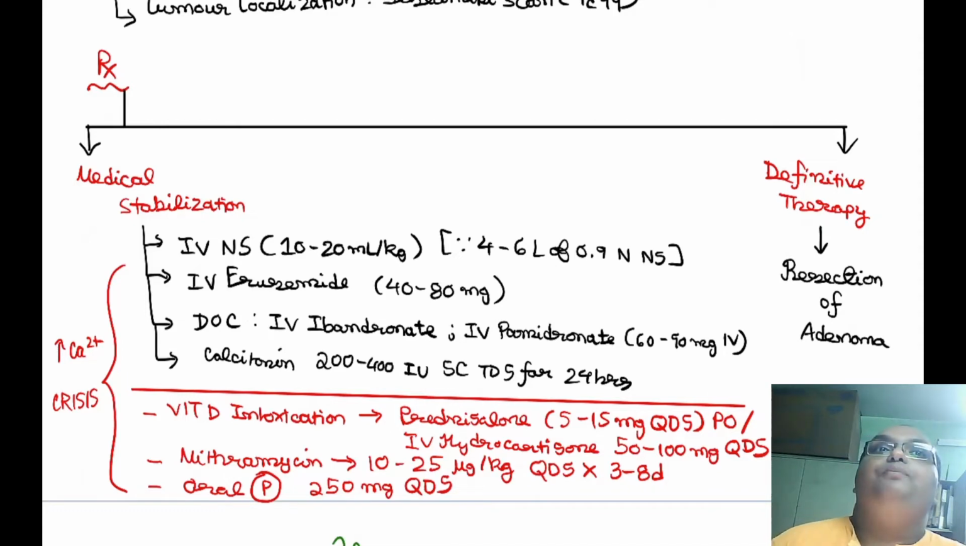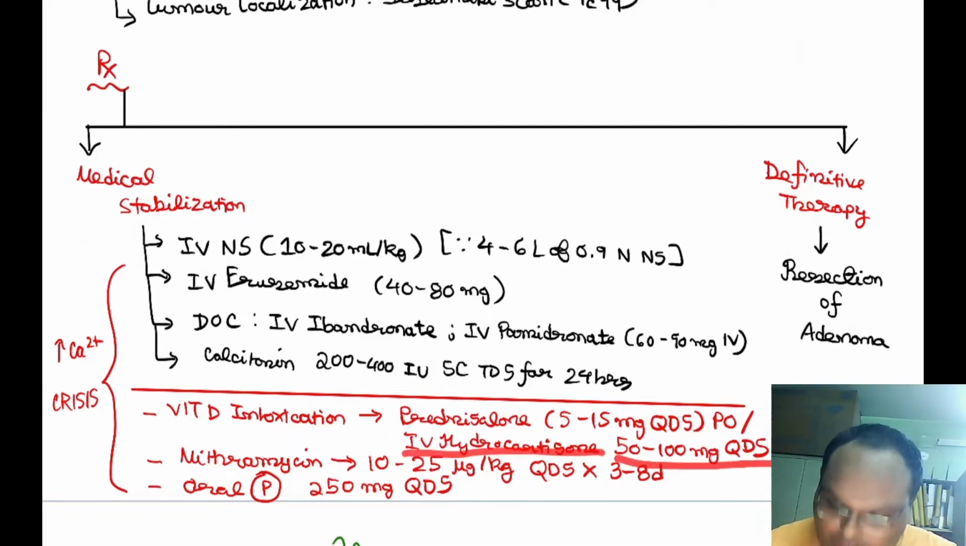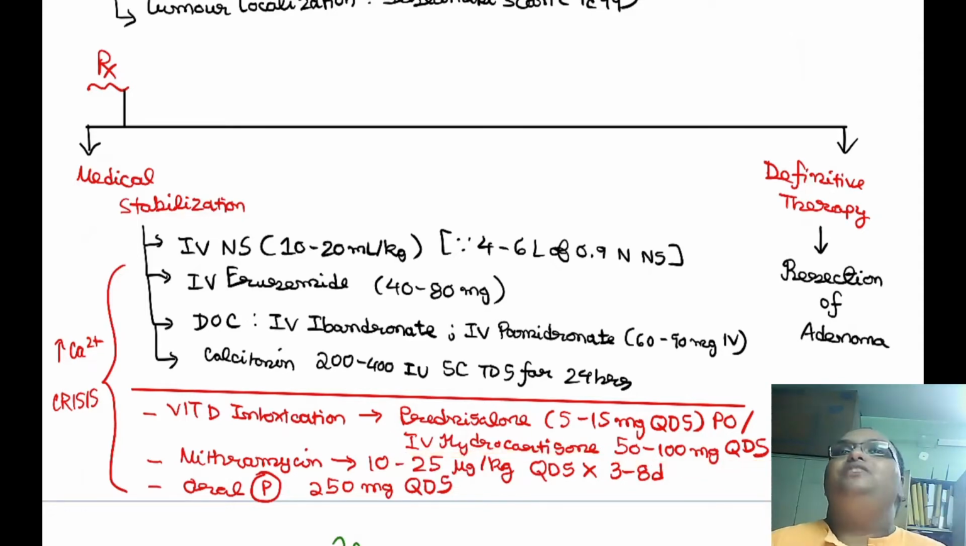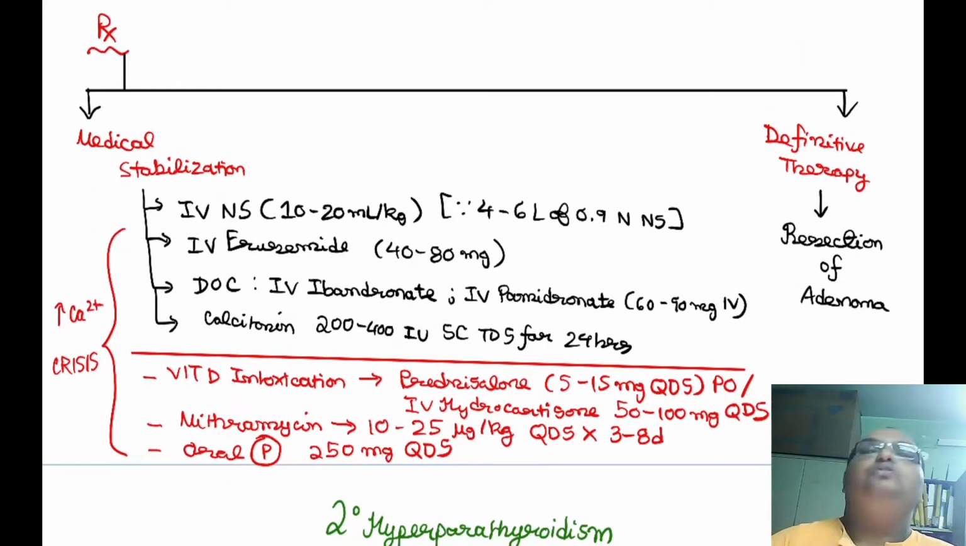Other things which could happen alongside this hypercalcemic crisis, entire syndromic management, how are we doing? There may be vitamin D intoxication. Already told you that in such a situation where parathyroid hormone is increasing, vitamin D may increase. So how do you physiologically antagonize hypercalcemia due to hypervitaminosis D? Yes, you give IV hydrocortisone 50 to 100 milligram 4 times a day, or prednisolone 5 to 15 milligram QDS, right? Prednisolone you can give by mouth. IV hydrocortisone you have to of course give parenterally.